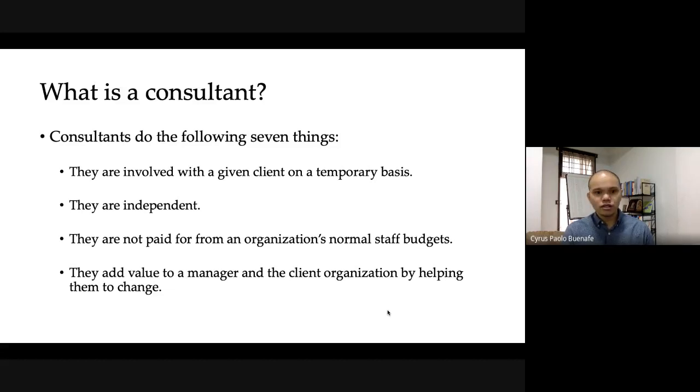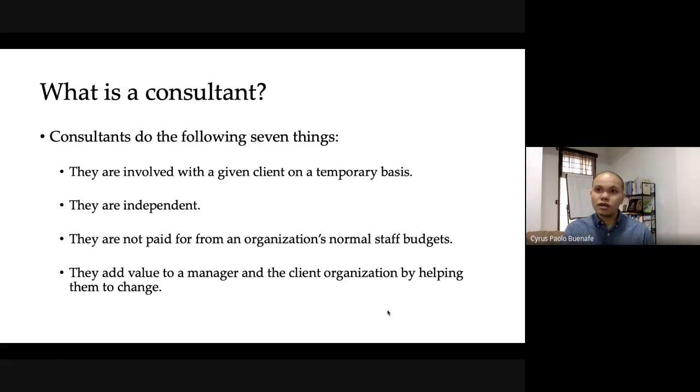Now, consultants are not paid from an organization's normal staff budgets because they're not employees, but they are paid. It doesn't mean that they are not paid at all. I mean, they are still paid. The structure of the payment is different from that of a typical employee. And there's that flexibility because they're independent, because they don't have you as their employer. The clients are not their strict direct employers. How they are paid is going to be different.